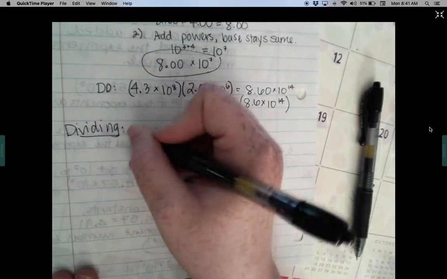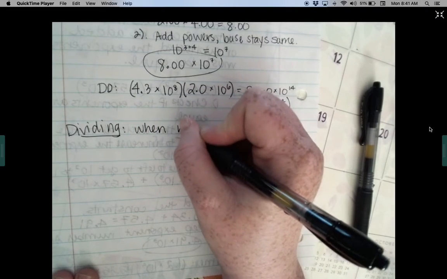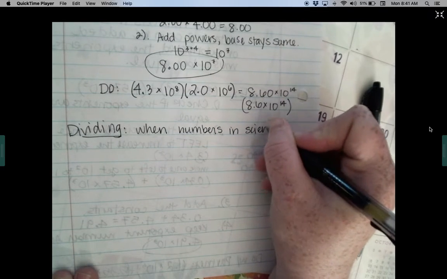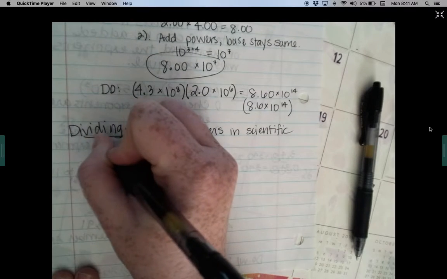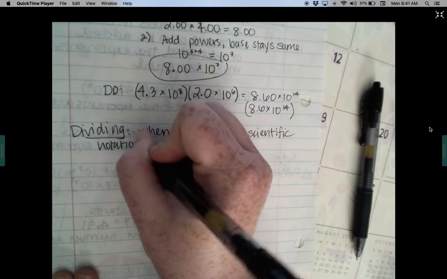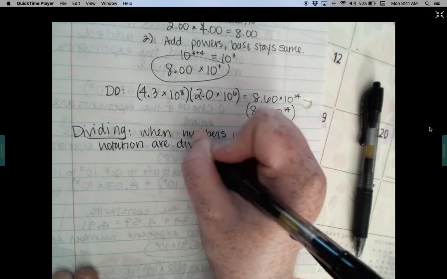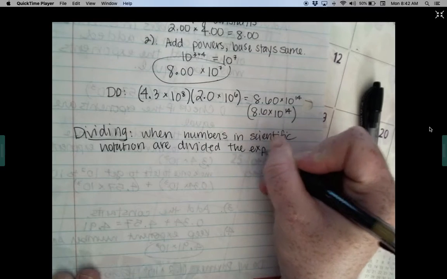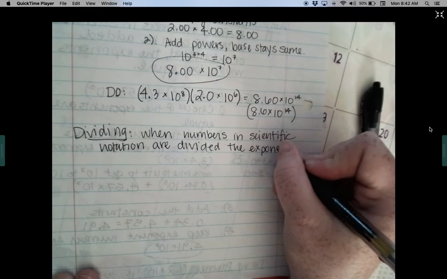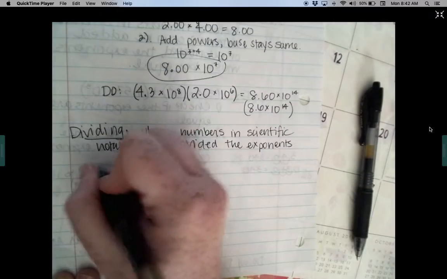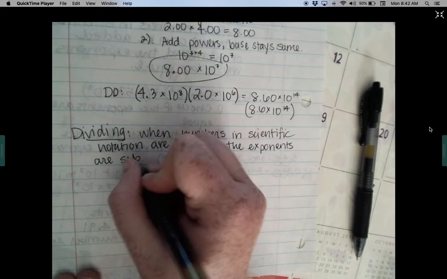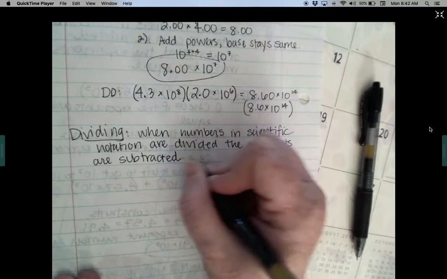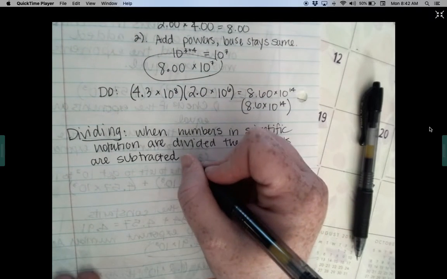All right. So dividing, when numbers in scientific notation are divided, the exponents are subtracted, just like the rules that we learned when we talked about exponent rules. And then only the numbers or the constants are divided.